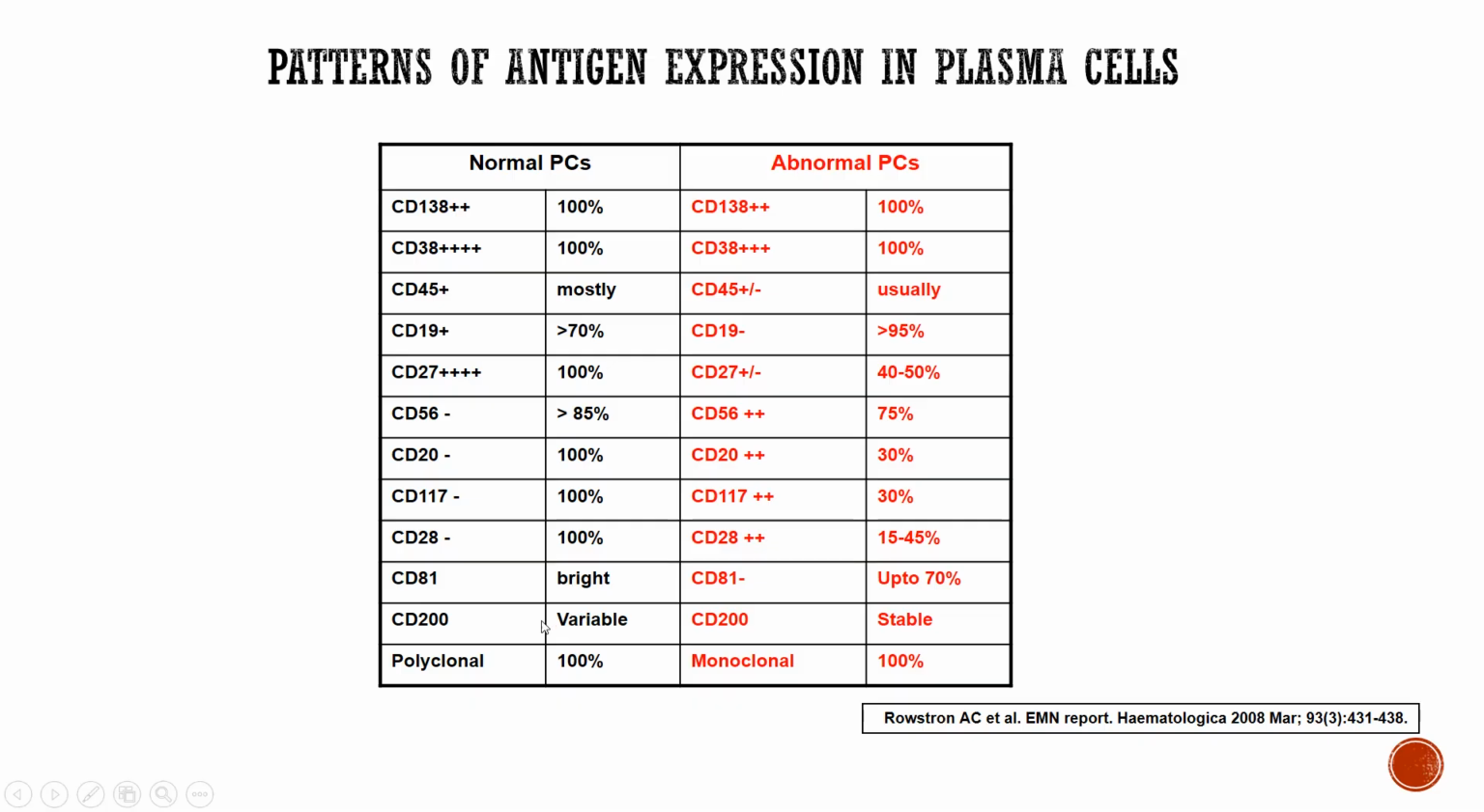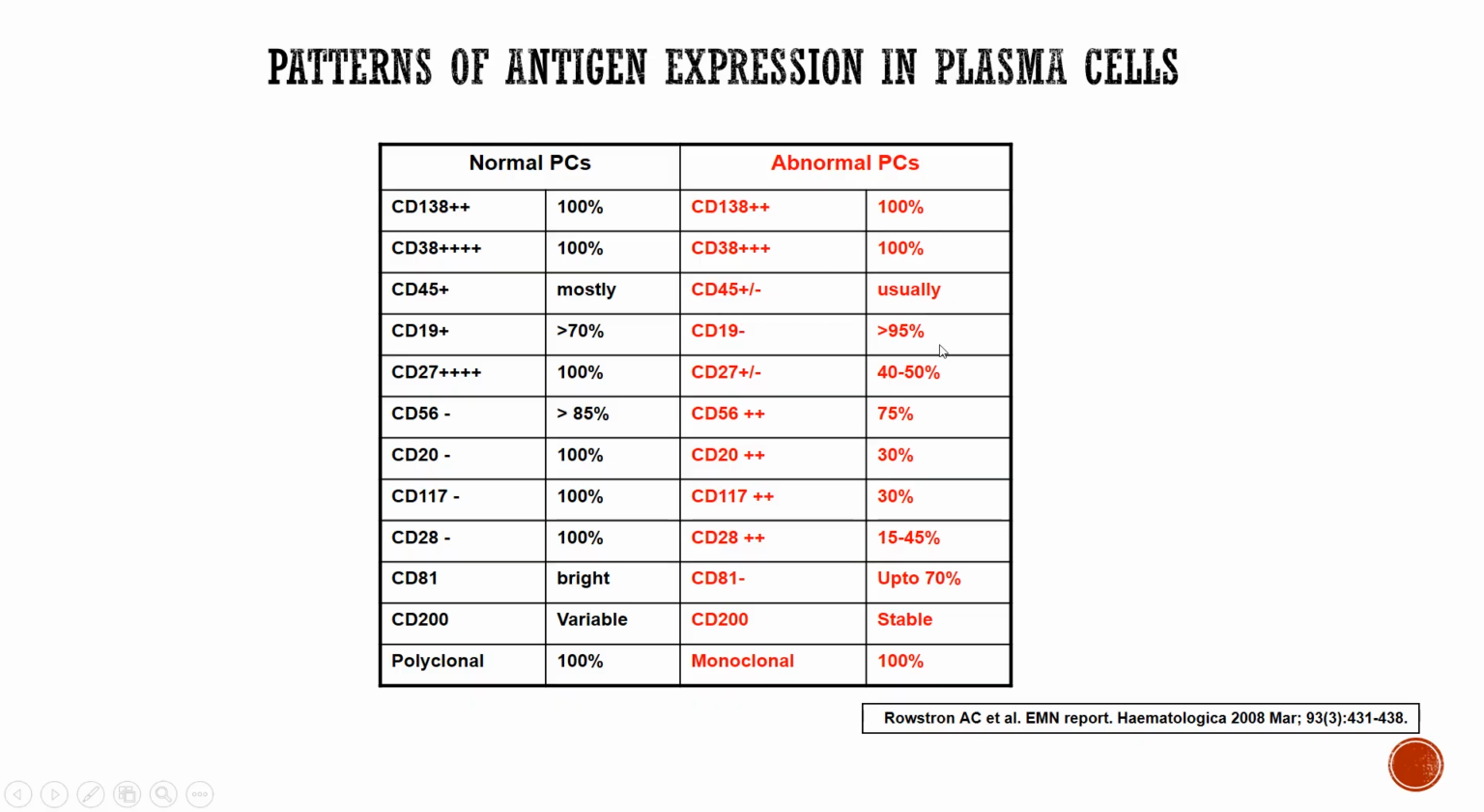CD200 can be variably expressed, so only bright, homogeneous expression of CD200 can be taken as clonal, and these plasma cells are polyclonal. Now, if you look at the abnormal plasma cells, as per the literature, usually CD45 is deemed to be negative, that is, lost in abnormal plasma cells.